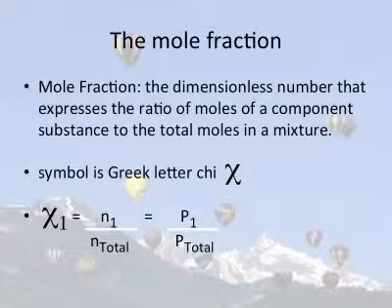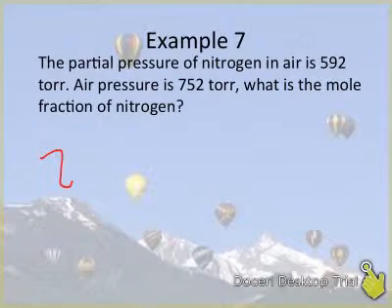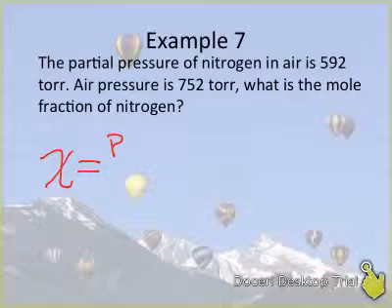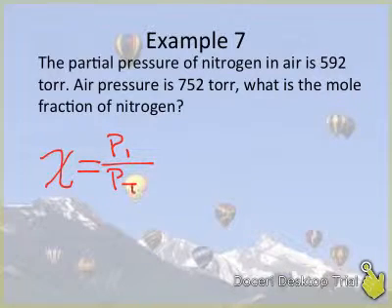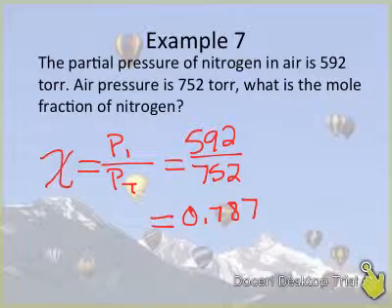So, let's do an example. The partial pressure of nitrogen in air is 592 torr. The air pressure is 752 torr. What is the mole fraction of nitrogen? Do we have to do any converting here? No. Easy, easy, easy math. So, again, there's our mole fraction symbol. We're going to take the pressure of our gas and divide it by the pressure of our total. So, 592 divided by 752. Our units automatically cancel out, right? And we're going to be left with 0.787. No units because it's dimensionless.